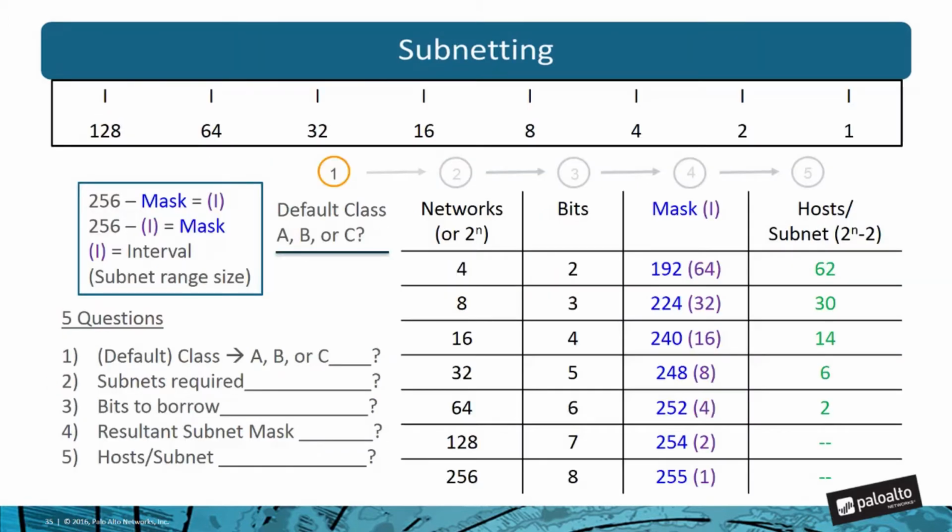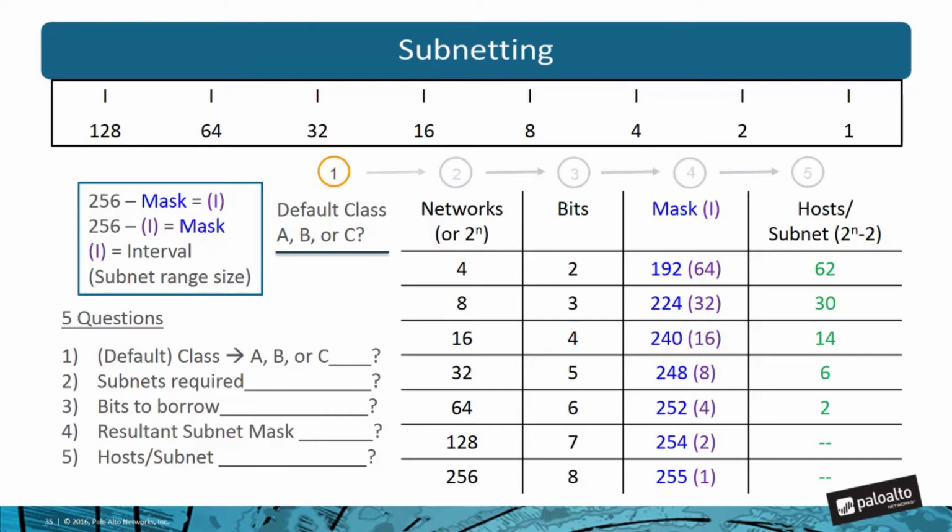Now I know that this might look a little busy, so let's go ahead and break it down a bit. At the top of the diagram here, we can see our patterns of bits turned on, 8 bits, and their placeholder values. The 1's place, 2's place, 4's place, 8's place, 16's place, 32, 64, 128. That's going to help us calculate our subnet mask. Now there's really 5 questions, if you look in the bottom left, that you need to answer in order to do subnetting. And as we're going through this, we're going to go through each one at a time.